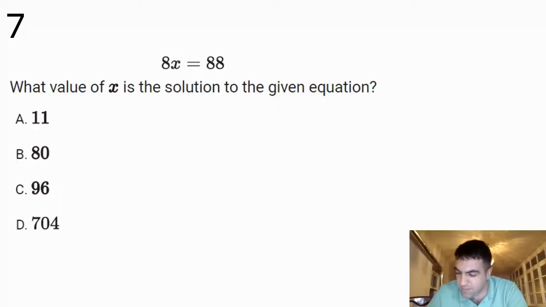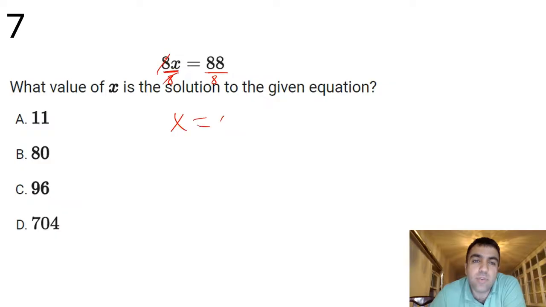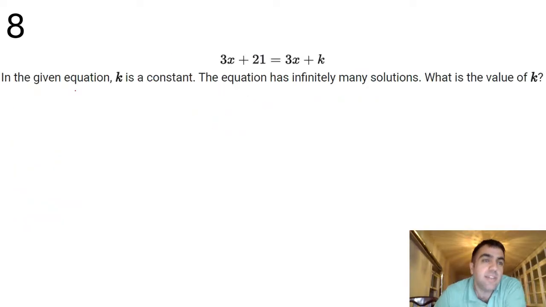Fear says A and Mr. Saif says A. Let's solve. We can divide both sides of the equation by 8, right? And we get x is equal to 11. This was a pretty simple question. The eighth question.